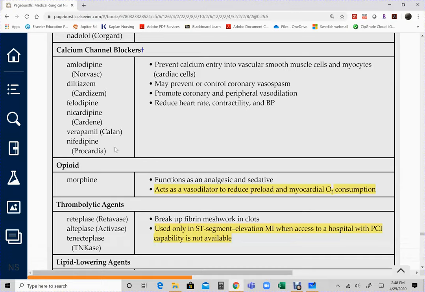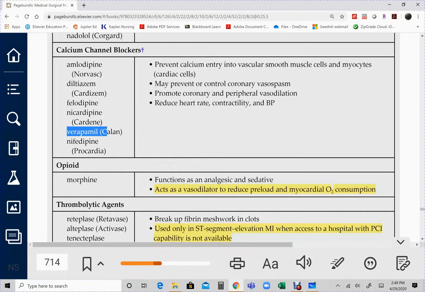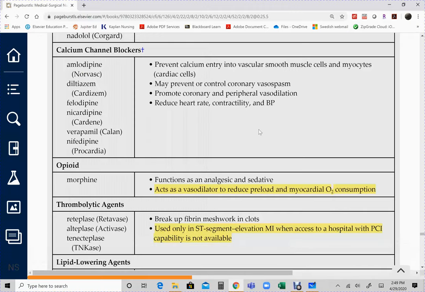These are DHP calcium channel blockers, meaning they only affect arteries, whether it's coronary arteries or peripheral arteries. The non-DHP ones, there are only two: diltiazem and verapamil. These are the only two calcium channel blockers which are non-DHP. These two, on top of the arteries, also affect the AV node.